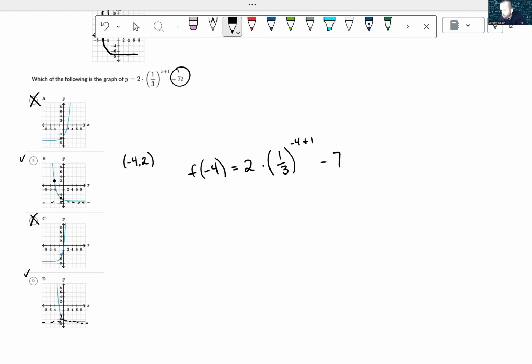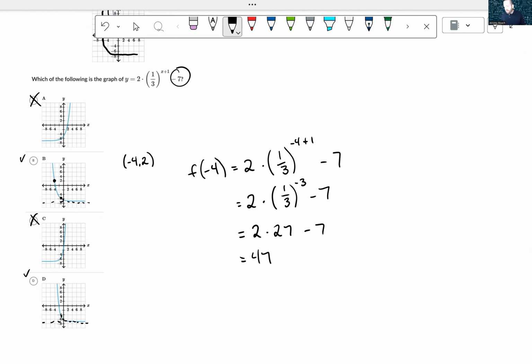Okay, back to this. So -4, we're plugging in for x. So we plug in -4, we get 2 times 1/3 to the -3 minus 7. Now we've got to use our calculator for this. I'm going to use a calculator that's not on the screen, so I like this calculator better. But when you're calculating this, make sure you put the 1/3 in parentheses and then say to the power of -3. And it gives us a nice whole number, 27. 2 times 27 minus 7 gives us 47.